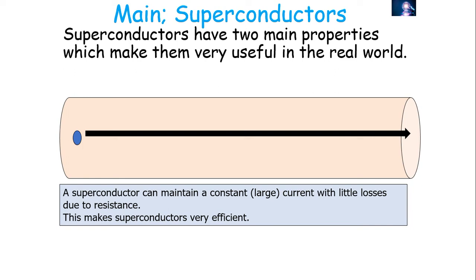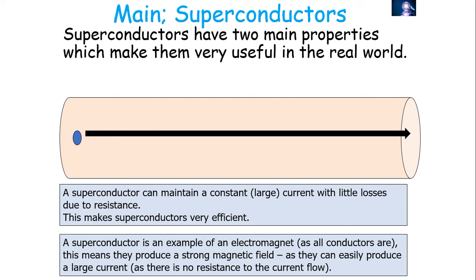Now, superconductors have two main properties which make them really useful in the real world. Number one, like we mentioned before, the superconductor can maintain a constant and large current with very little energy losses due to resistance. So it makes a superconductor very efficient.